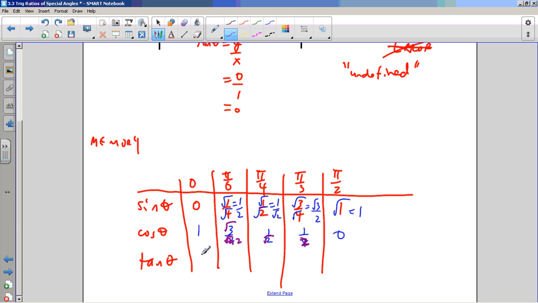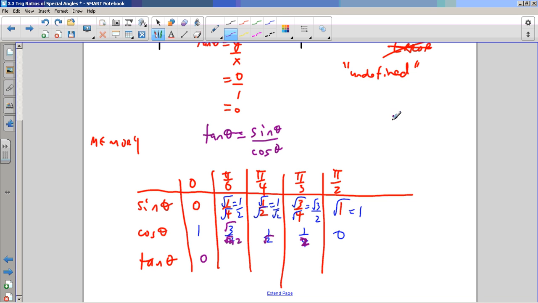Okay? What about the tangent? How do I get the tangent line? Well, remember, this is one of the formulas from grade 11. Tan is just sine divided by cos. So I got the sine and the cos there. That's why I put them in that order. 0 divided by 1 is 0.